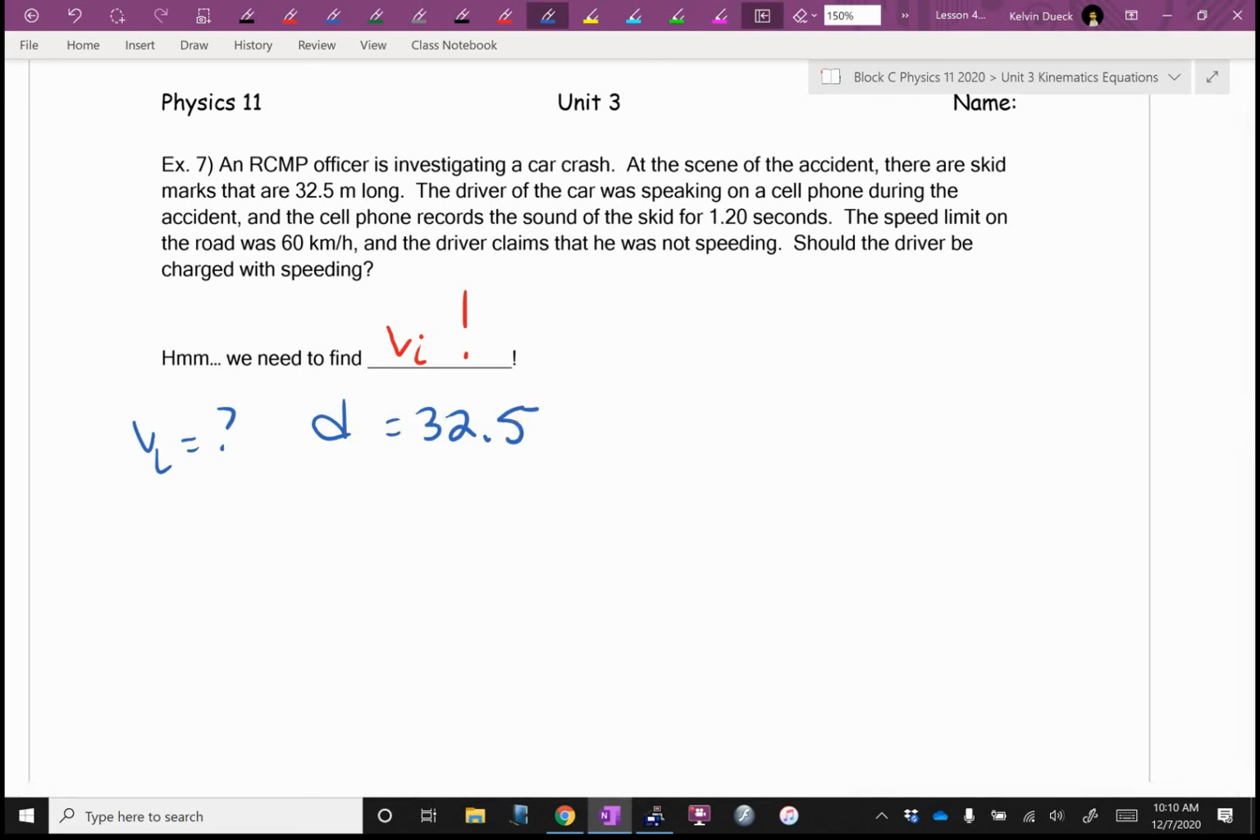What's that, 1.2? That's 60. I don't think that's actually part of the question. I think when I find VI, if it's less than 60, not speeding. If it's more than 60, speeding. How many things do I know right now? Two. I need three to find the fourth.